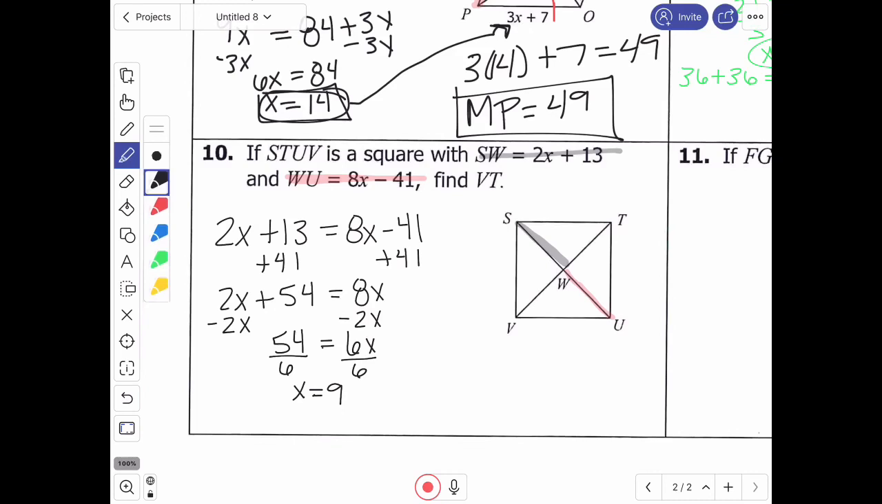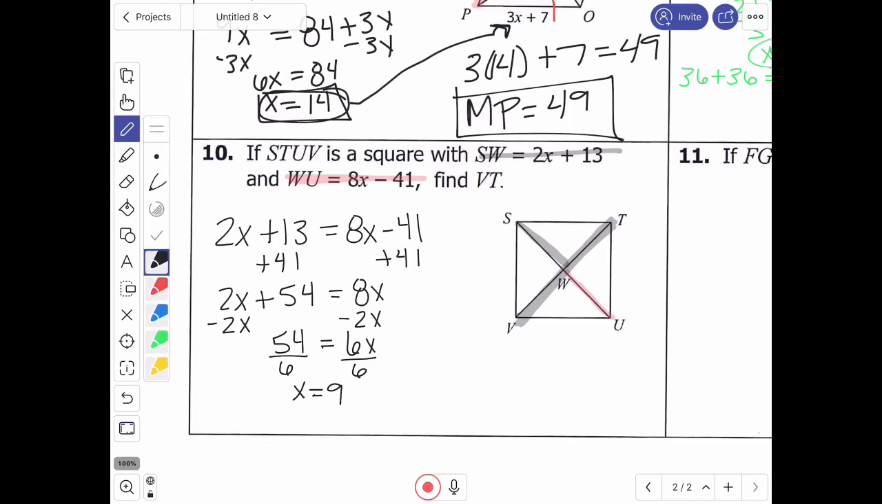So VT would be this entire diagonal. If I could figure out what SW is and add that to whatever WU is, that could tell me the exact length of VT because these should be the exact same length. So I'm just going to plug in 9 for both of these equations and add them together.